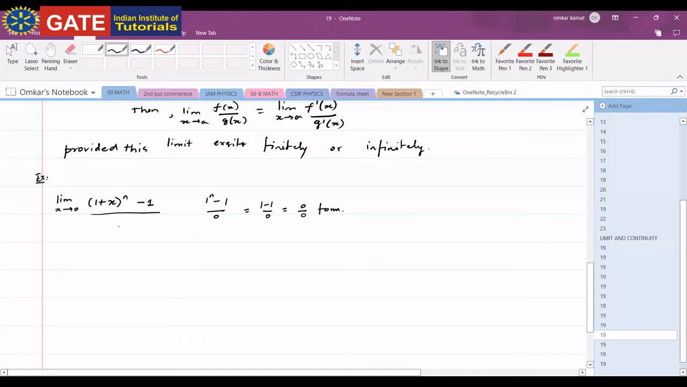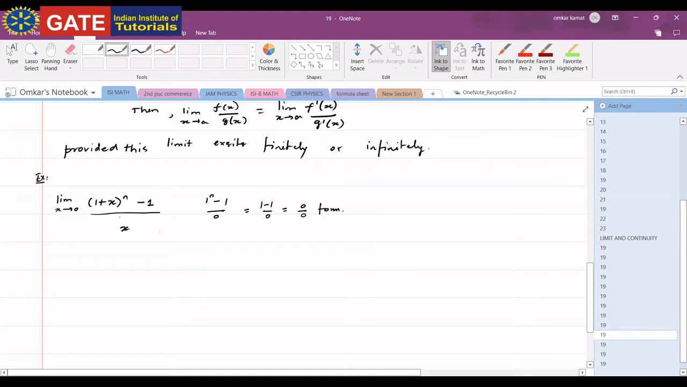Where will you add 1 and subtract 1? In the denominator itself. Then after this, what will you do? Then this 1 plus x will be x and this will be a, minus 1. Correct. Yeah, we can do this also. So the answer will be n times a to the power n minus 1.